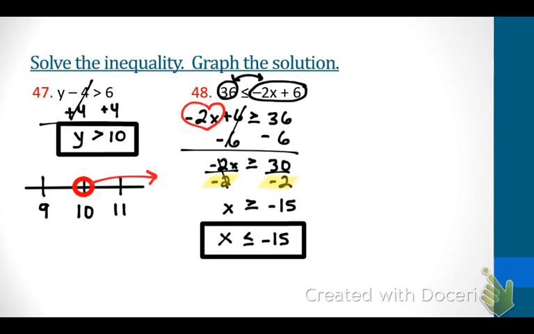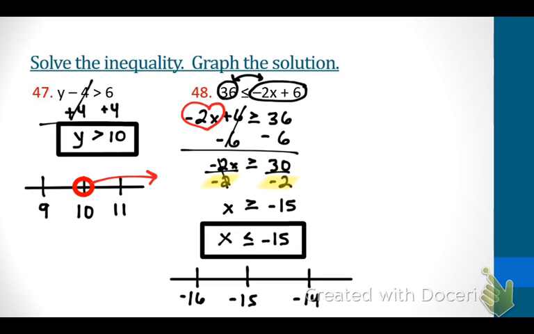We're going to go ahead and graph this. What numbers should I put there? Negative 15, negative 16, negative 14. Okay, very good. Negative 15 goes in the middle. Negative 16 is smaller. Negative 14 is bigger.